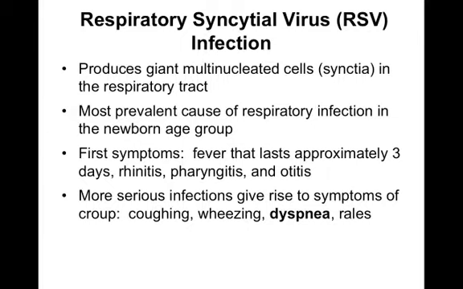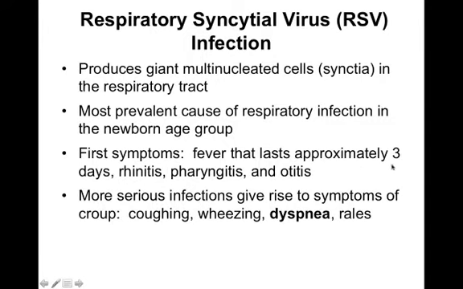Respiratory syncytial virus, or RSV. So this produces giant multinucleated cells, or syncytia. So syncytia is where you have cells that have fused together because of an infection. It's most prevalent in newborns. So almost 90% of newborns will get this infection.